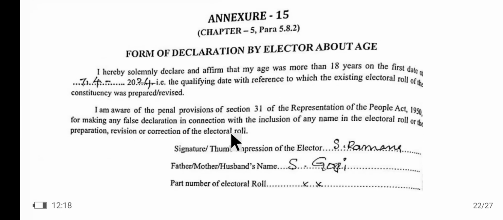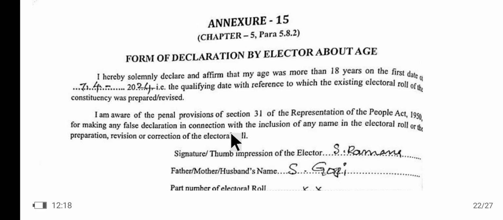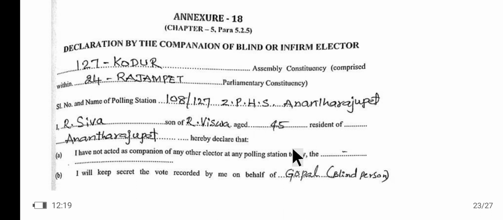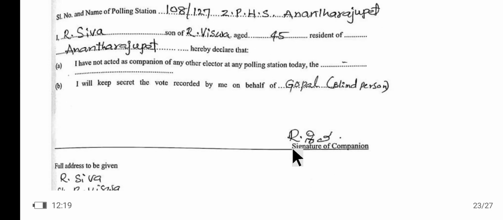Now let's go to Annexure 15, which is the declaration by elector about age. For example, if any elector is above 18 years as per the qualifying date, that is 1st April 2024, then that declaration should be collected regarding that elector's age, with this sample information. Now Annexure 18, declaration of the companion of the blind or infirm elector. If anybody accompanied a blind or infirm, physically disabled elector, then this evidence should be given and the required information should be filled in.